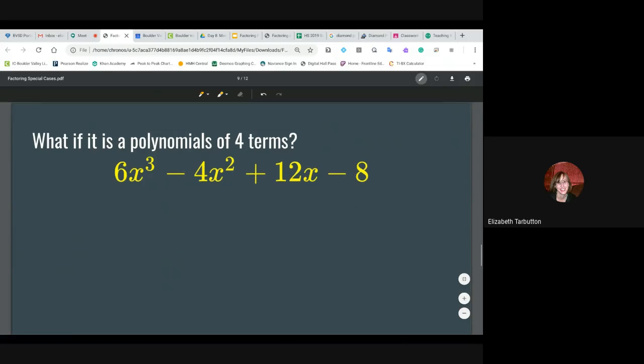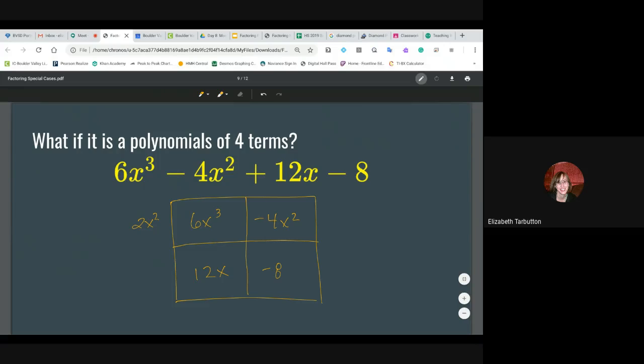Okay, so then here's the last special case for us today: what if we don't have 3 terms? What if we have 4 terms instead? That's okay. We're just going to put 1 term in each part of the box, and then we're just going to factor out our GCF. So looking at this first row, what's our GCF of this first row here? And we see that 6x cubed and negative 4x squared have a 2x squared in common.